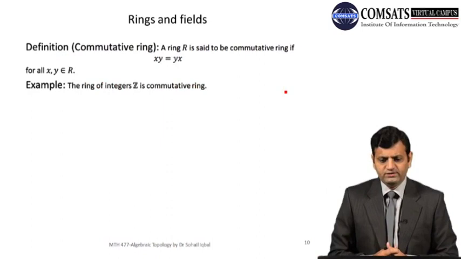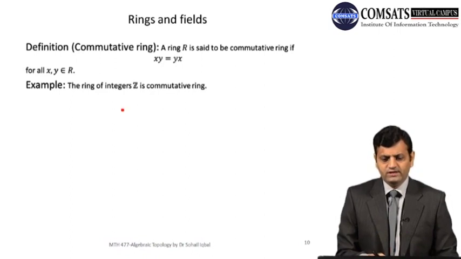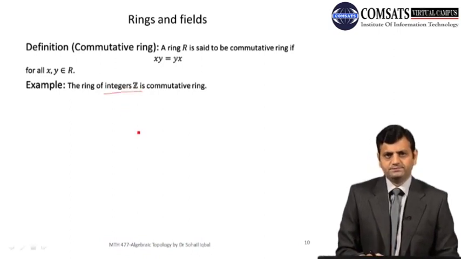Now, in the definition of the ring, we know that the operation of addition should be commutative, because R under addition should be an abelian group. It is not required in the definition that R be commutative under multiplication. But if this extra condition is satisfied, then we say that R is a commutative ring. Whenever we say R is a commutative ring, we don't mention the binary operation, because we already know that under addition it is commutative. So if it is also commutative under multiplication, then it is a commutative ring.